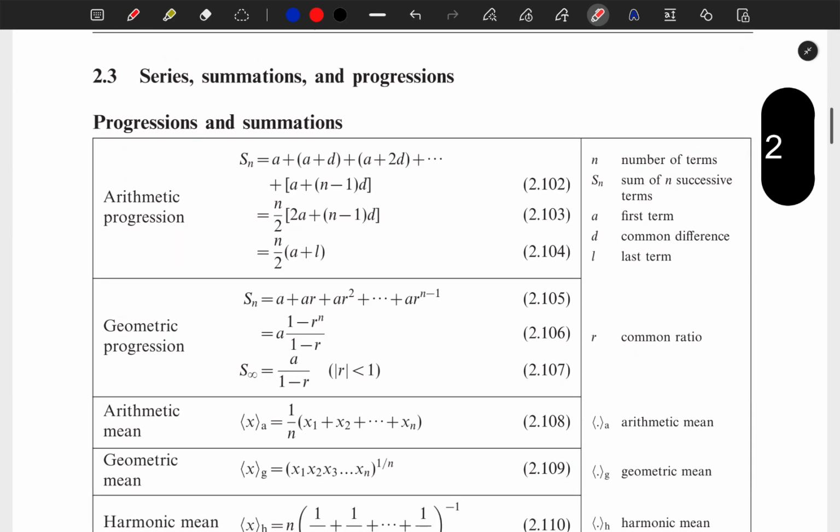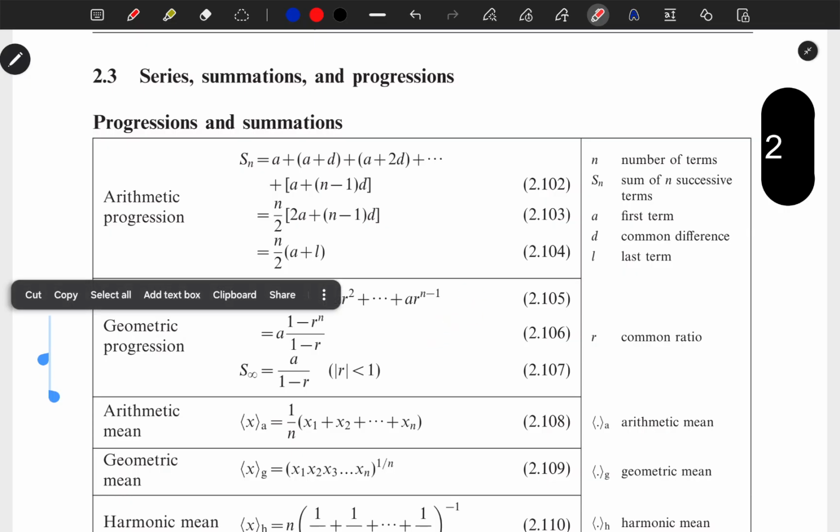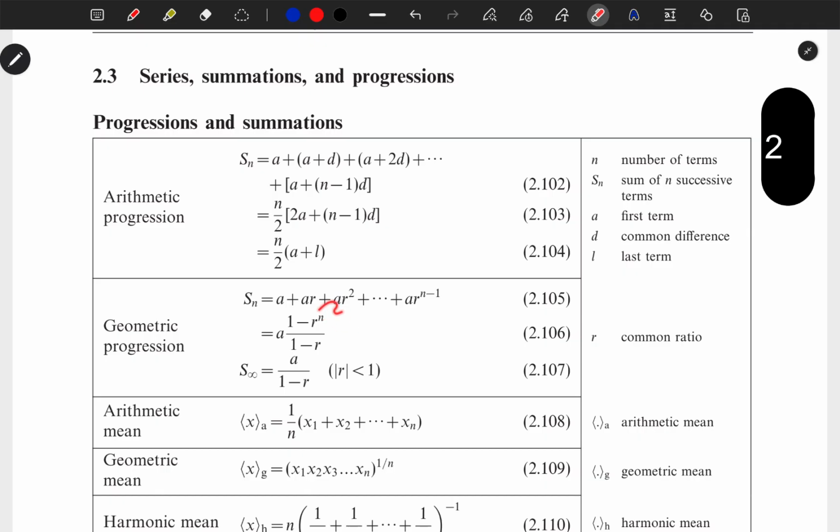Series and summation. Arithmetic summation: Sn equal to n by 2 times (2a plus (n minus 1)d), or n by 2 times (a plus l), where l is the last element. Geometrical progression: Sn equal to a plus ar plus ar square up to ar to the power n minus 1, so a times (1 minus r to the power n) divided by (1 minus r). If the value of r is less than 1 and n is very large, then r to the power n is very small, so we can ignore that term and it turns to a by (1 minus r).